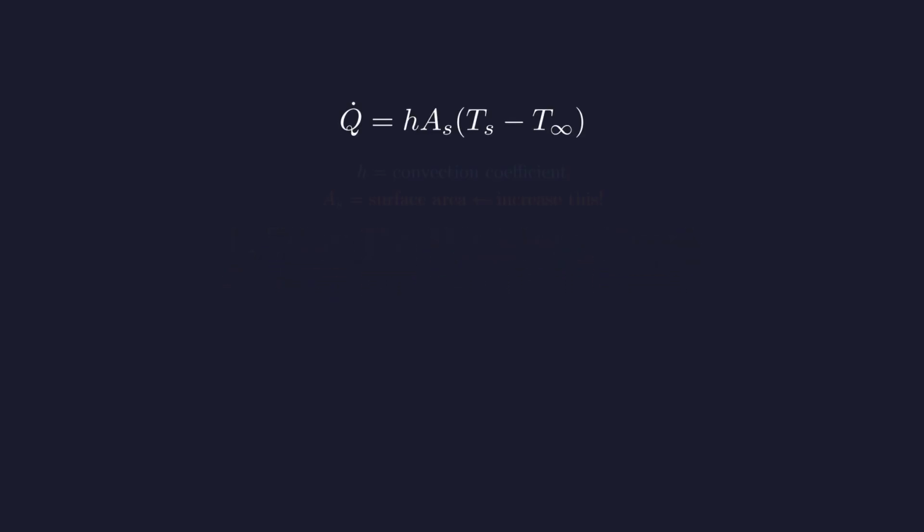Consider a hot surface losing heat to a surrounding fluid. Newton's law of cooling says the heat rate equals h times surface area times temperature difference. The convection coefficient h is fixed by the fluid. Temperature difference is set by the application. Surface area is what we can engineer, so we attach fins.